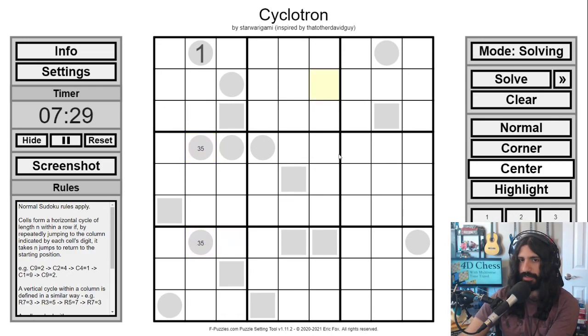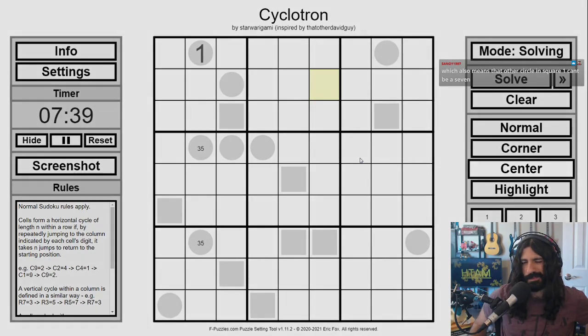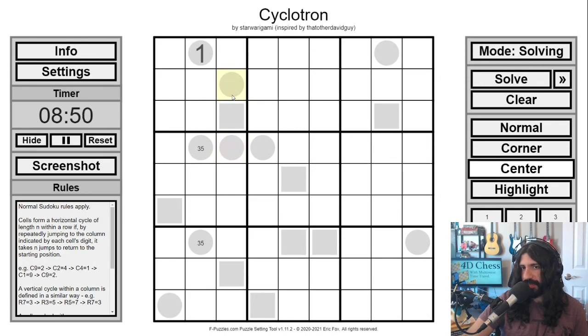So, we've placed our first number. Which is great. Now, what do we get from here? A 1 can't be in either of these circles because they're not in the first row. That's just how it works, right? And if a 1 can't be in either of these, then a 7 can't be in the other one. So, these have to be 3 and 5? These have to be 3 or 5, right?